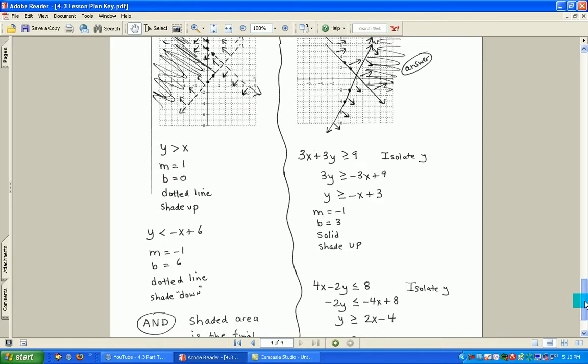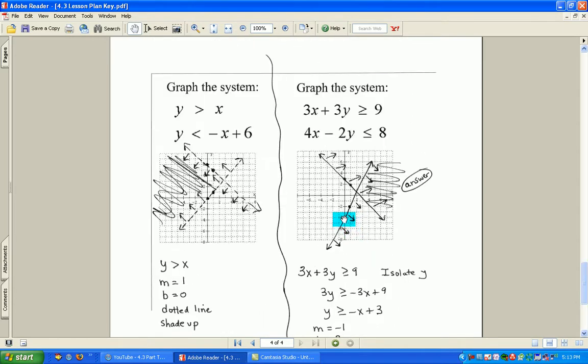Okay? Let me come back to the graph. We have -4 as the y-intercept. We have a slope of 2, so we go up 2 over 1. Let me do that again. Up 2 over 1. We connect these dots with a solid line, but here's the mistake on the key. Instead of shading below this line, we should shade above the line.